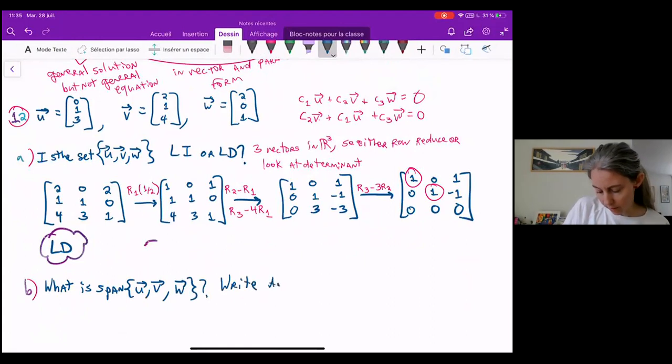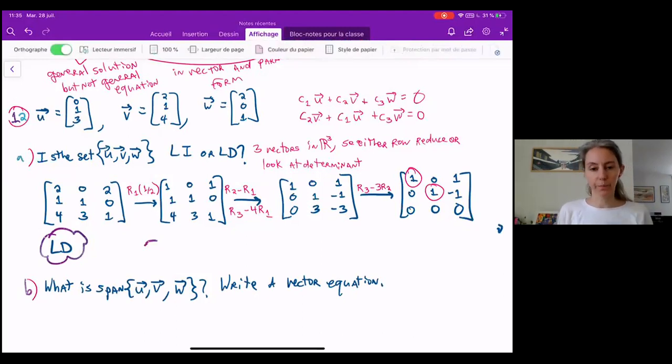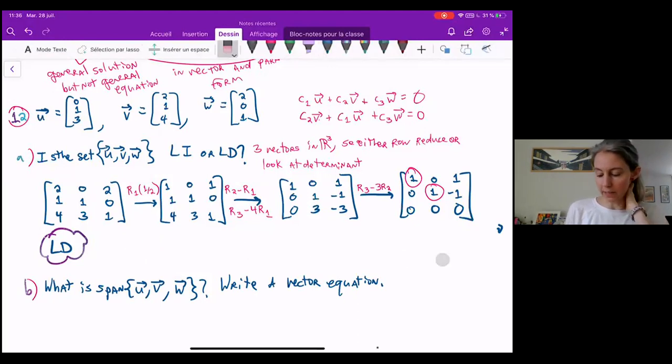Write an equation, write a vector equation. Find a basis. Actually, we'll do that second. Okay, so what is the span of u, v, and w? Is it a point, a line, a plane, or the whole space?